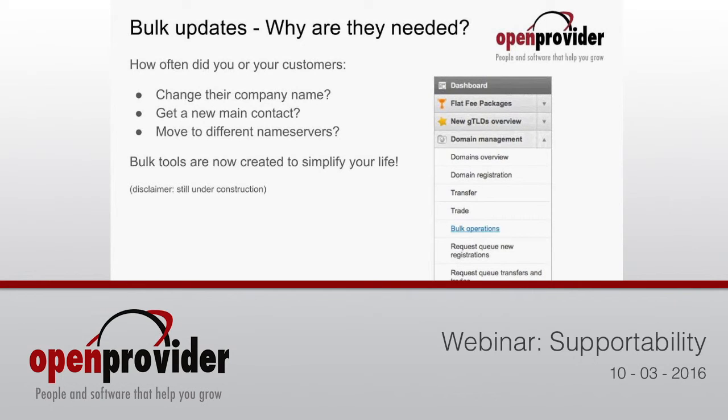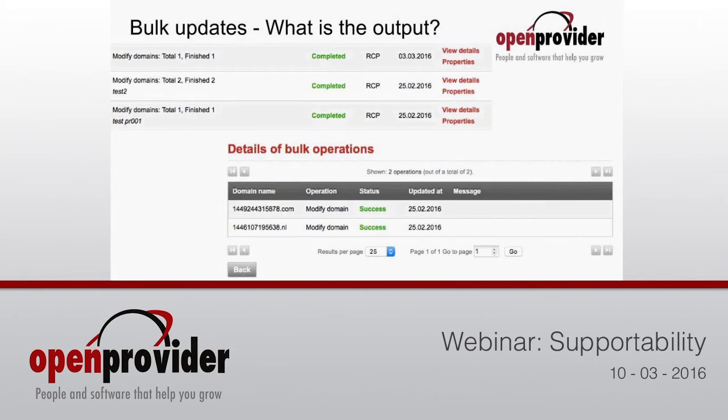So what we did, we created a tool, bulk tools. With this tool, you can quite simply input a list of domains and say, I want to change the contact. Input a list of domains and say, I want to change the owner handle or the name servers. And once you've started it, you will have an overview of the tasks you started. So you can label each task. Here you see test 2 and test production 001.